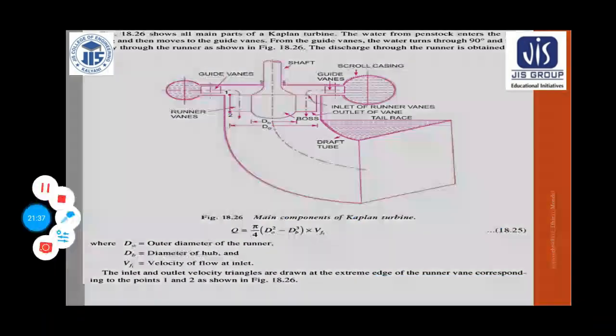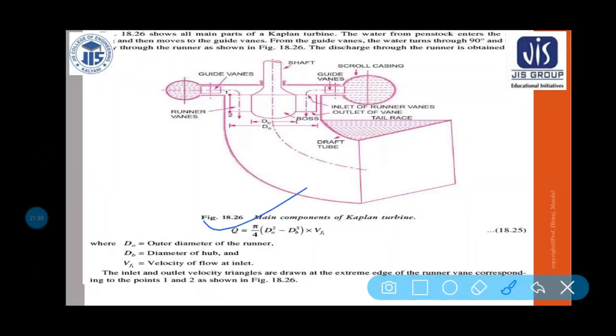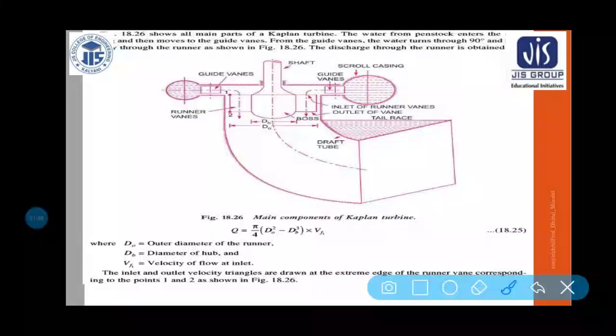To get the discharge, you know it is area into velocity. So the area is pi by 4 (D naught square minus Db square) into Vf1, as velocity of flow will be taken under consideration. That is why you can write this. D naught is the outer diameter, Db is the diameter of the hub, and Vf1 is the velocity of flow at inlet. So I think this diagram is clear.